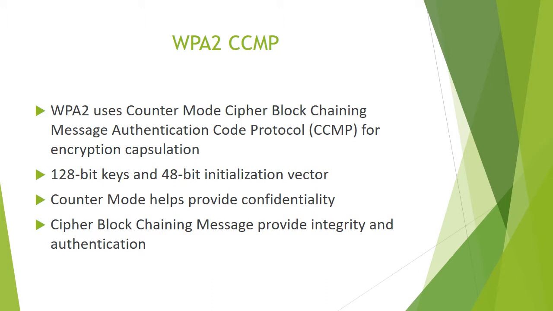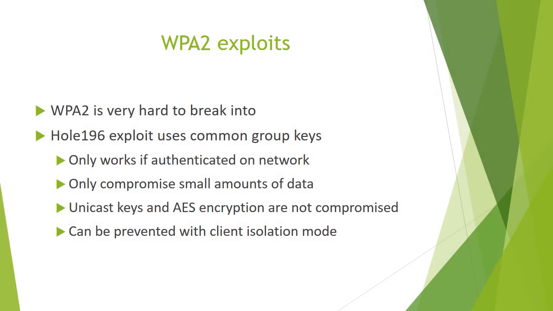WPA2 uses the Counter Mode Cipher Block Chaining Message Authentication Code Protocol, or CCMP, for encryption encapsulation. 128-bit keys and 48-bit initialization vectors are used. Counter mode helps provide confidentiality, while cipher block chaining message authentication code provides integrity and authentication.